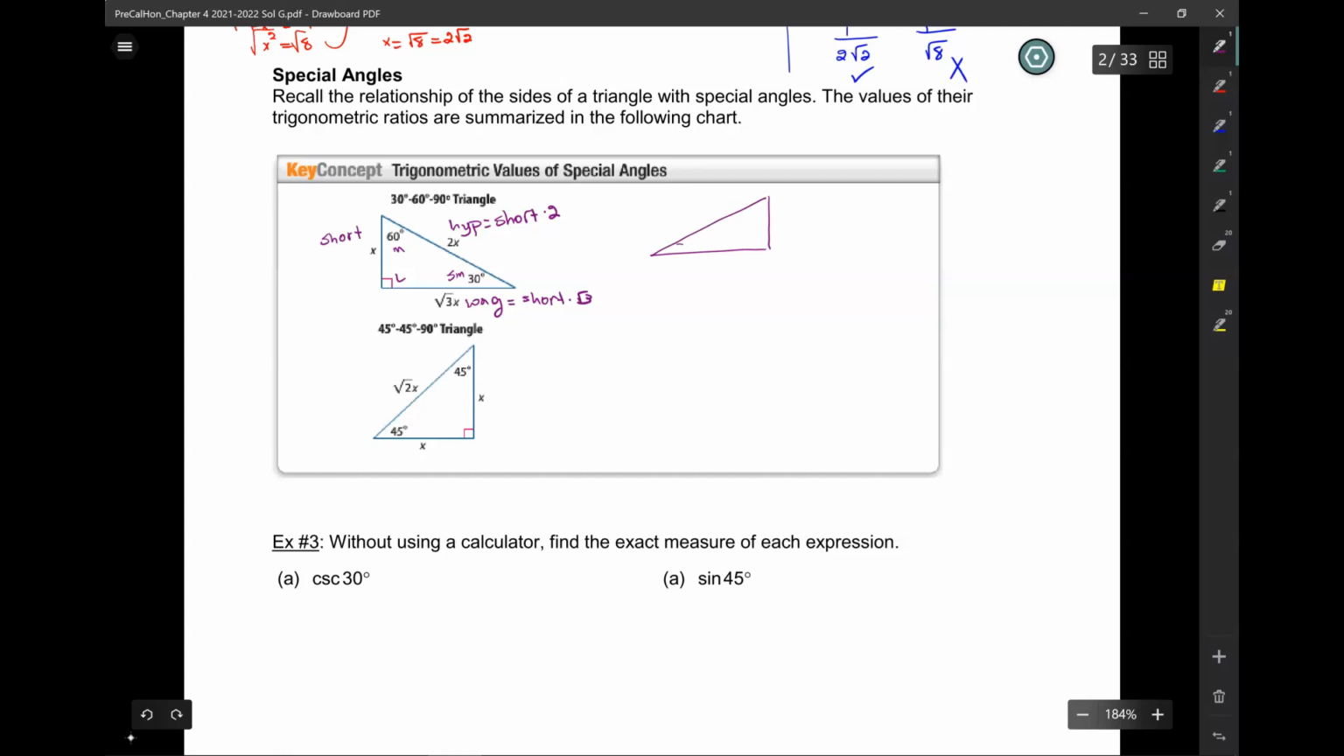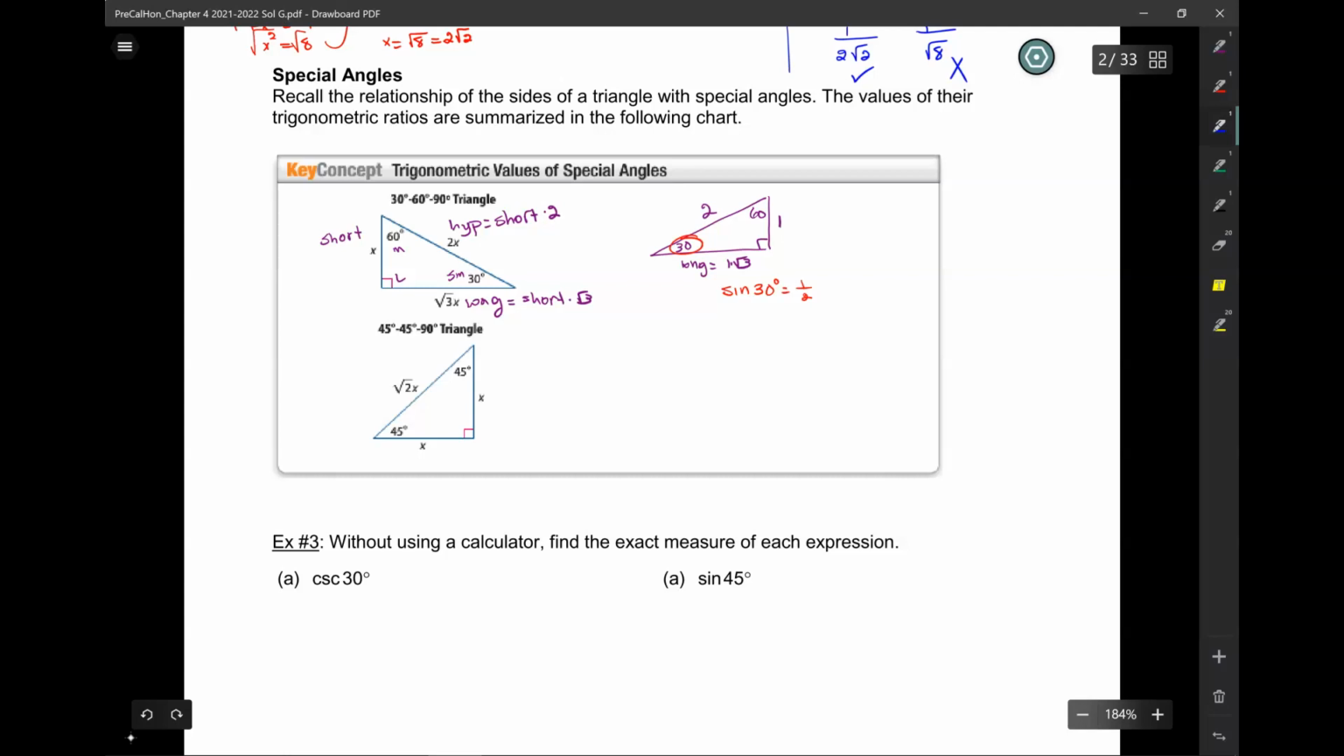Here we go. 30, 60, 90 triangle. Suppose my short side is 1 here. The short leg is 1. How big is the long leg? 1 times root 3, which is root 3. How big is the hypotenuse? 2. So, take a look at that angle, 30. Would you be able to tell me what the sine of that angle 30 is based on that triangle? What is it? 1 to 2, 1/2.